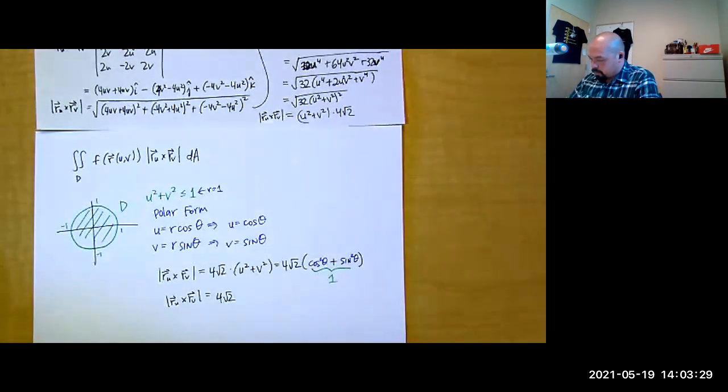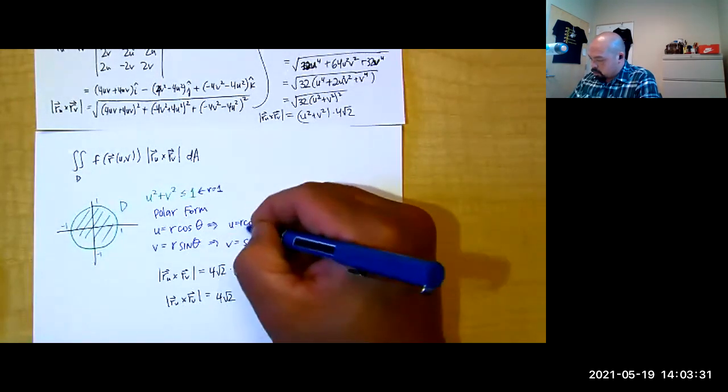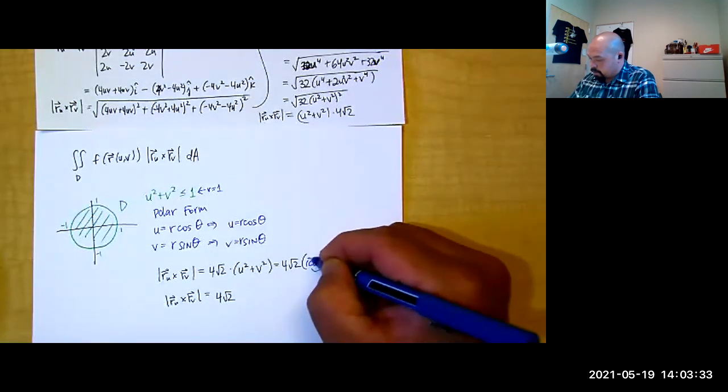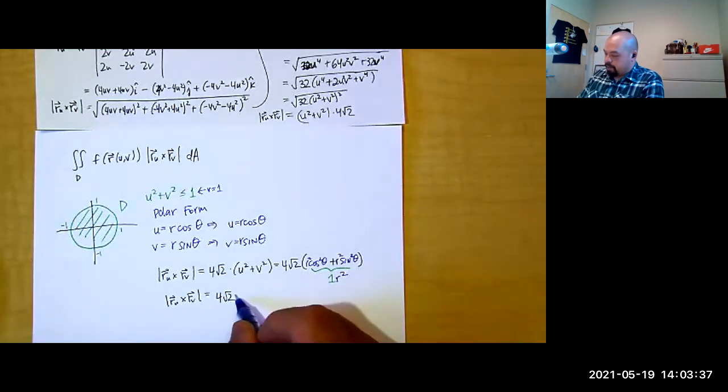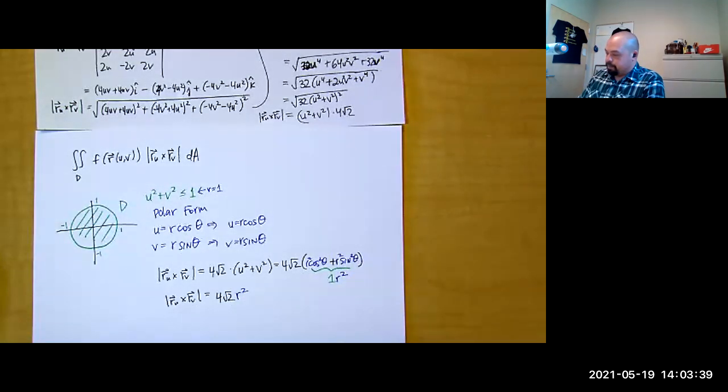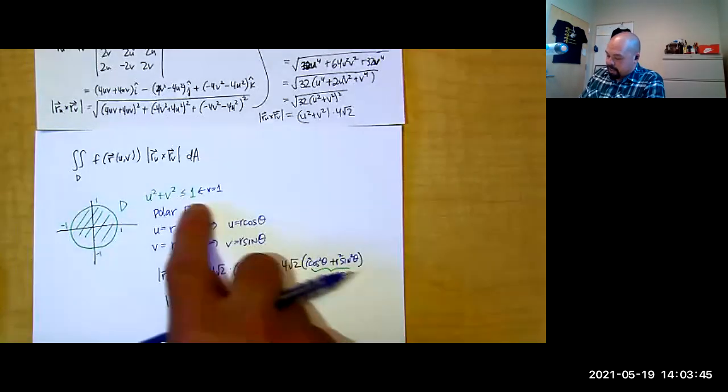Or actually, I can keep the r in, my apologies here for these positions. So it's going to be 4 root 2 r squared, there, better. Because we're going to range from there.